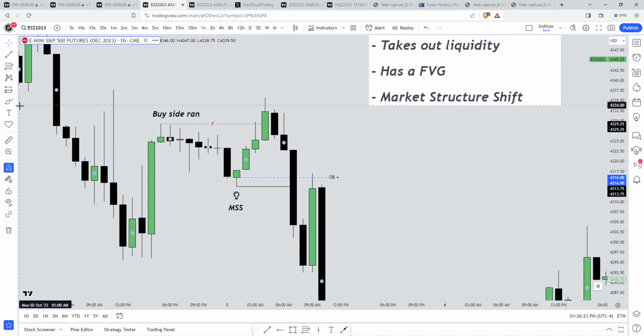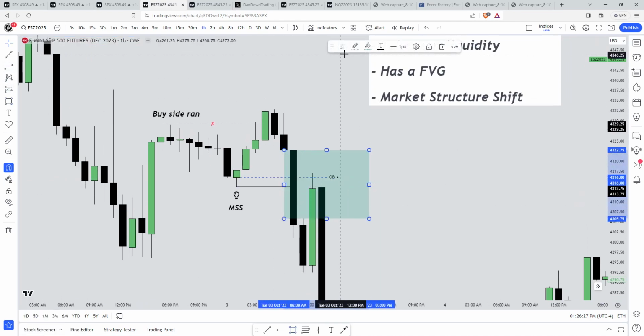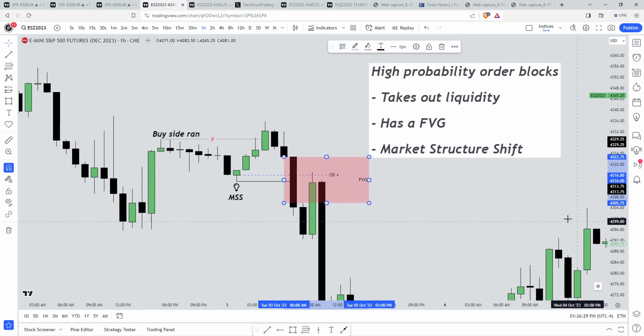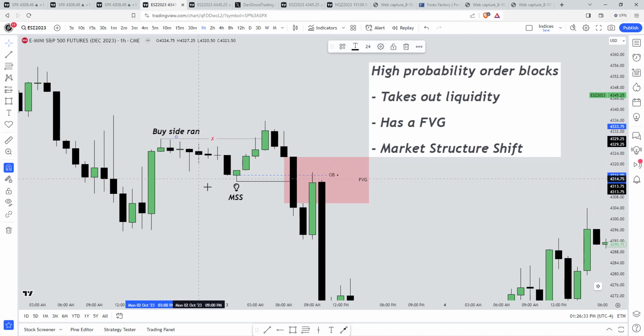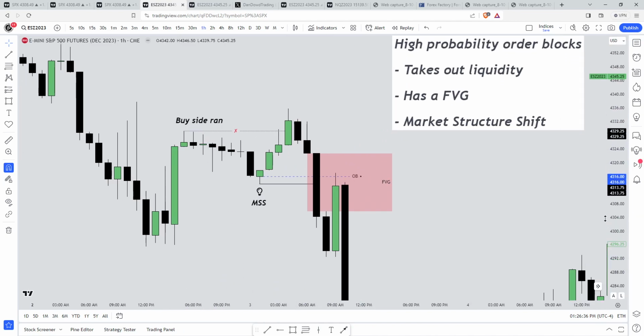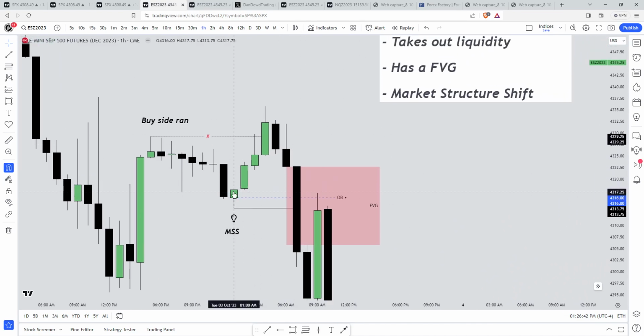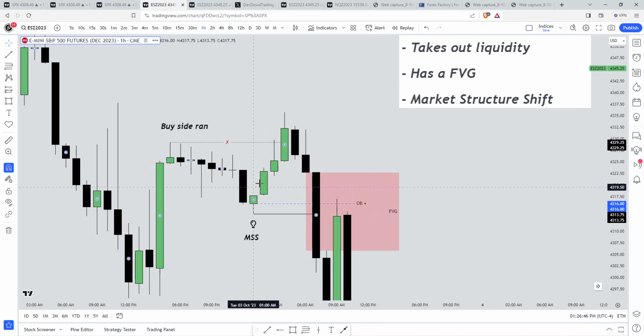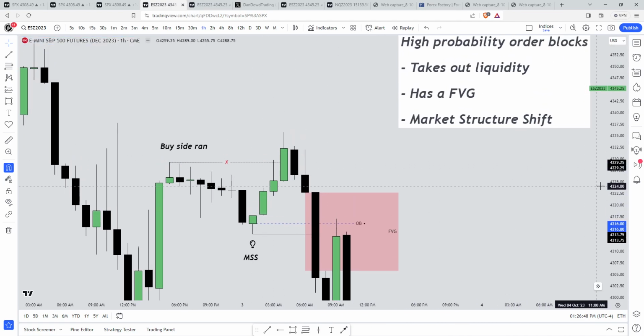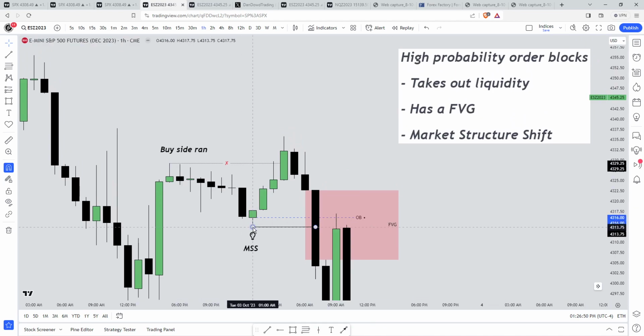What does it also need to have? It also needs to have a fair value gap. We have that fair value gap right here. So in the bearish example, you're looking for a bearish fair value gap. You're looking for buy side liquidity to be ran and also a market structure shift. When this happens and price closes beneath these consecutive up close candles, that validates this move upwards becoming an order block. Now, all of these consecutive up close candles are one order block. This entire price leg from this low to this high is an order block.